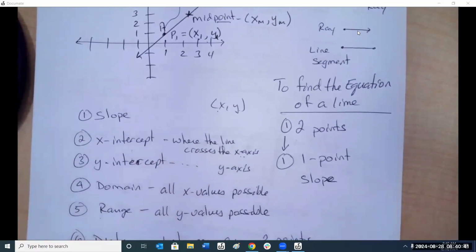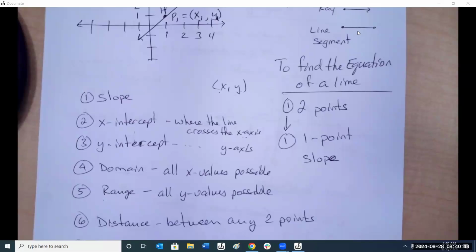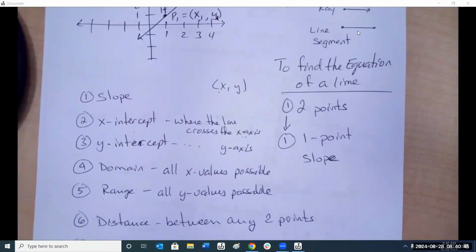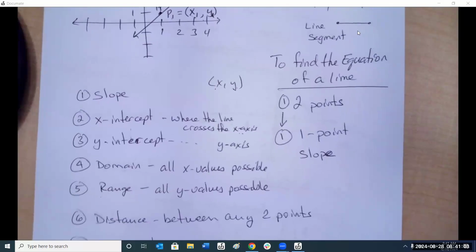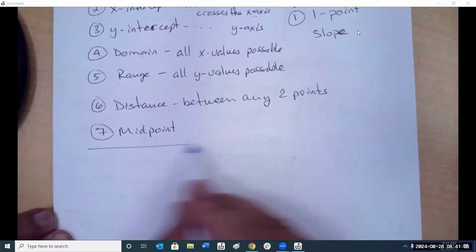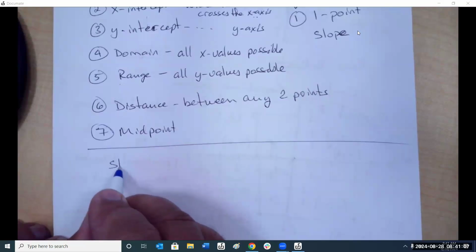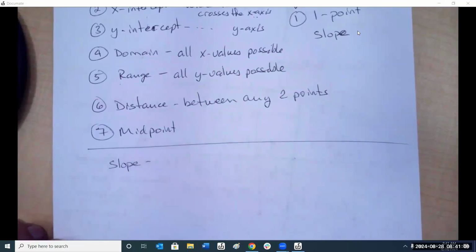The intercepts, we can't do anything right now with them because you find the intercepts once you have the equation of the line. The domain and the range, well, with lines, it's pretty straightforward. It's easy. It's always all numbers, infinity. And we'll look at distance, midpoint, and slope today. Let's begin talking about slope.